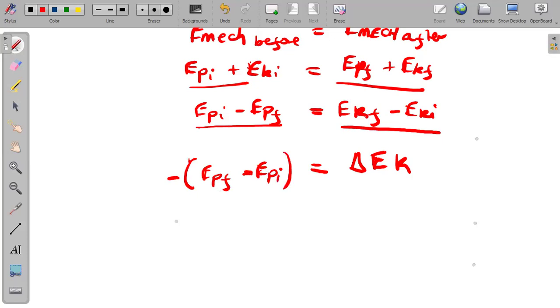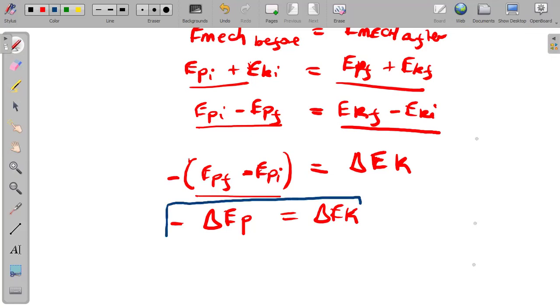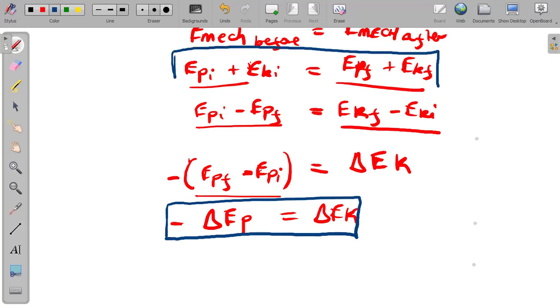So therefore it means negative delta EP, which is the change in EP, is equal to delta EK, right? So the principle of conservation of mechanical energy can be mathematically expressed as this. Again, we can also say this is true in as much as this is also true. These two statements are true. That's the principle of conservation of mechanical energy, right?